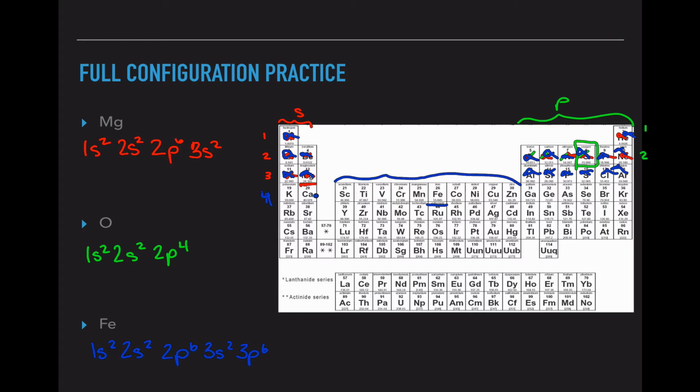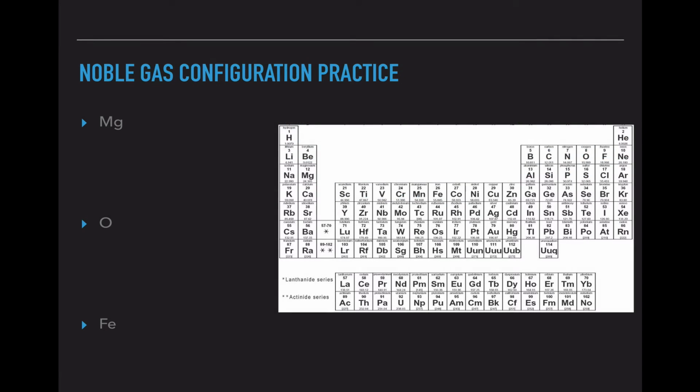Now I'm in the 4s level, and that's full, so 4s2. And remember, this jump goes down to level 3. So I'm in level 3d, 1, 2, 3, 4, 5, 6. So the full electron configuration, you write every single sublevel with all of the electrons in it for the entire element. Noble gas configuration is a heck of a lot easier.